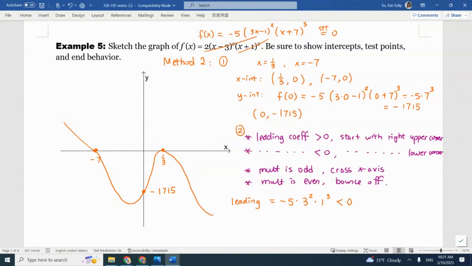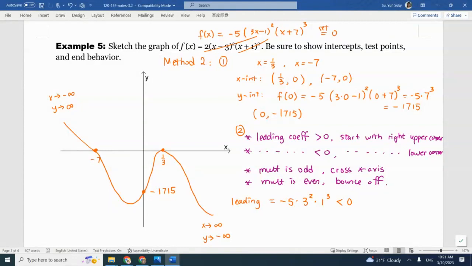All right. How about the end behavior? When x goes to minus infinity, what do you say? Infinity. When x goes to infinity, what do you say? Yeah, the y goes to negative infinity.